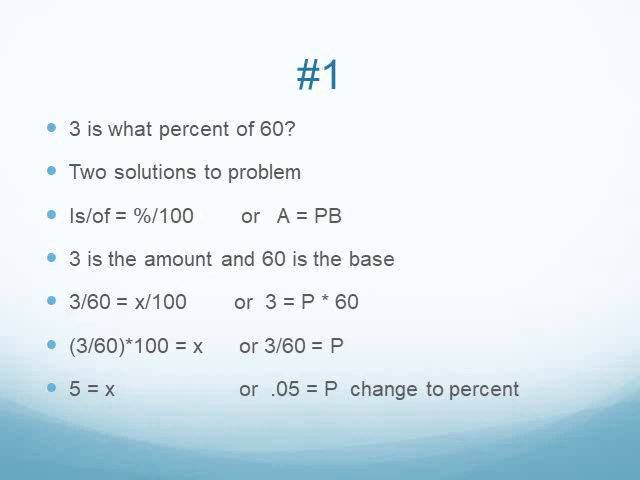Now, I know many of you didn't learn this method in school, so a lot of you are doing the A equals PB, which is perfectly fine. And you see here that I noted 3 is the amount and 60 is the base. So I plugged in 3 for A and 60 for B. And then I divided both sides by 60 to get the P by itself. And that leaves me with 0.05, which would equal P. Now, that is a decimal.